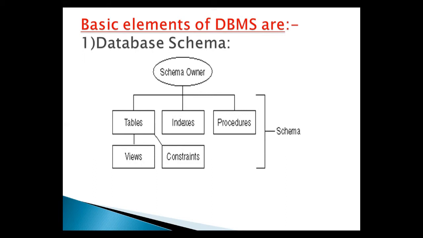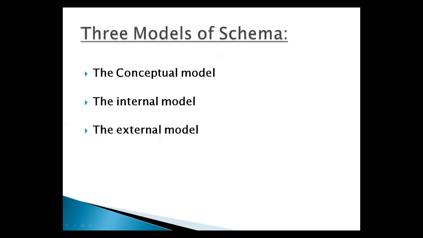As discussed earlier, there is one owner of the schema who has access to manipulate the structure of any object in the schema. A schema does not represent a person, although the schema is associated with the user account that resides in the database. There are three models of the schema. Number one is the conceptual model. Number two is the internal model. Number three is the external model.